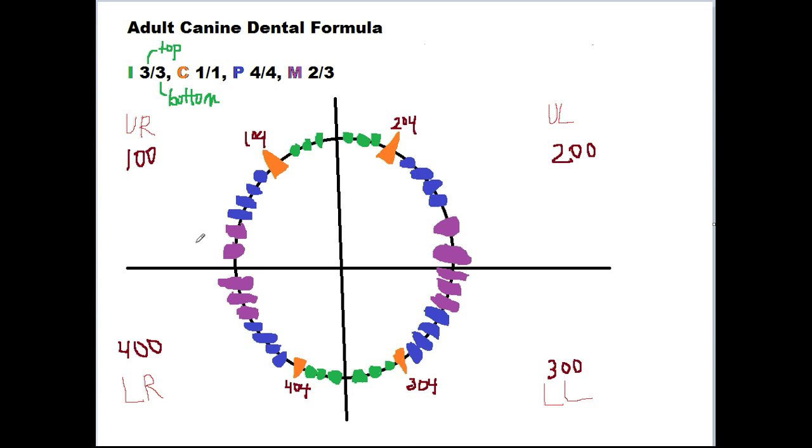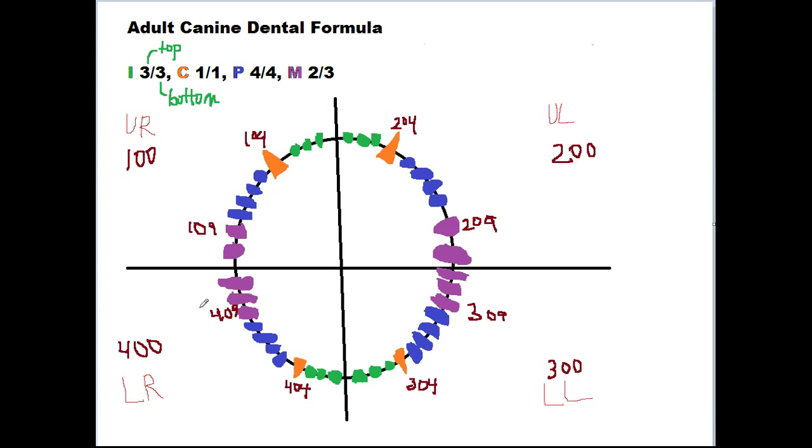Next is my rule of 9. The rule of 9 says that the first molar will always end with 9. So here my first molar, my molars are in purple. This will be 109. This will be 209. 309. And 409. And from there, I just fill in going caudal to rostral. So from the back of the mouth towards the front of the mouth.